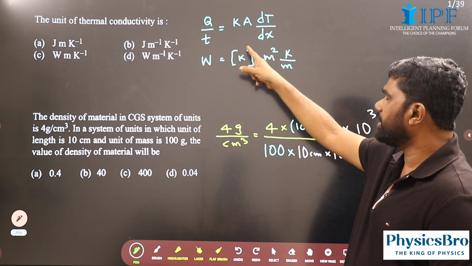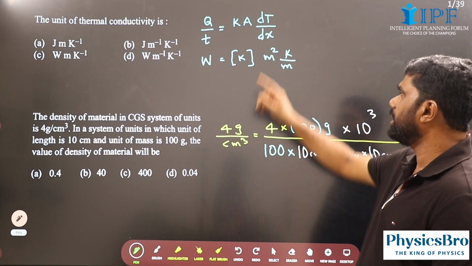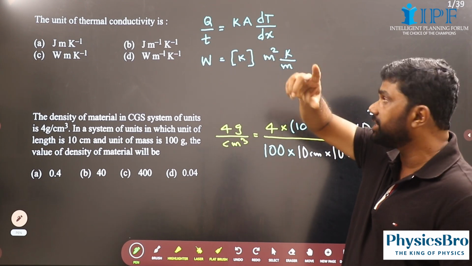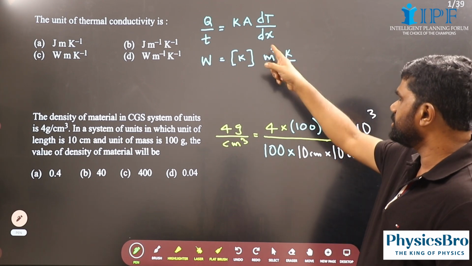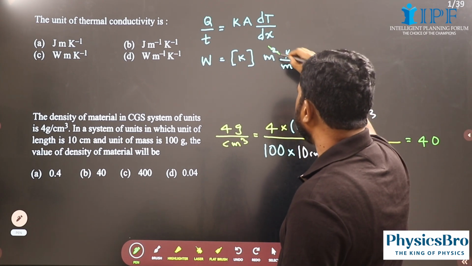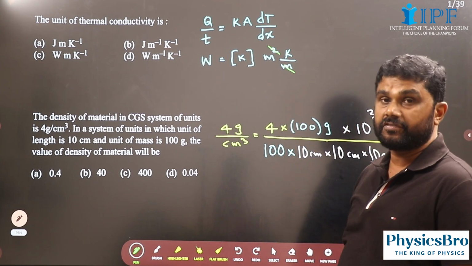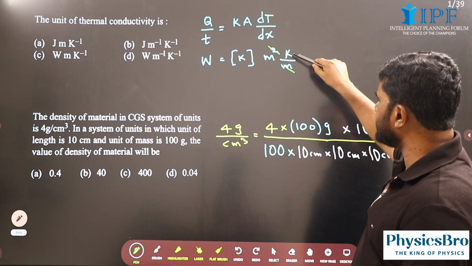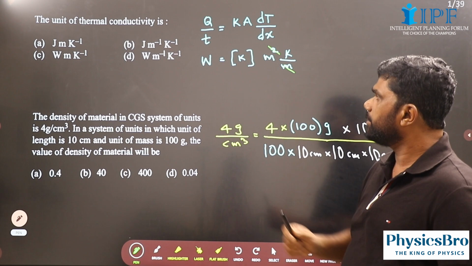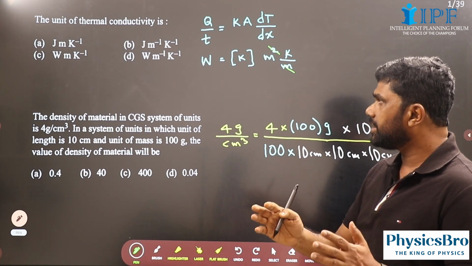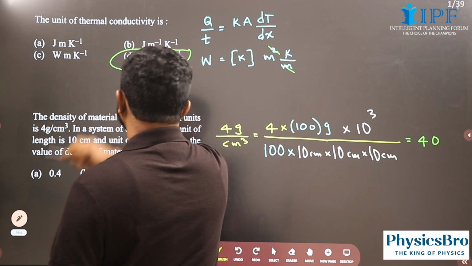And K, we have to find the unit of K, let it be there. Okay, A, that is the area measured in meter square. dT represents temperature measured in Kelvin, and dx, that is the thickness, again measured in meter. Okay, so this meter square and 1 meter from the denominator can be cancelled. Okay, this meter when taken to the left will become meter raised to minus 1. When this Kelvin is taken to the left it will become Kelvin raised to minus 1. So the unit of thermal conductivity will be watt meter raised to minus 1 Kelvin raised to minus 1. So this will be the answer.